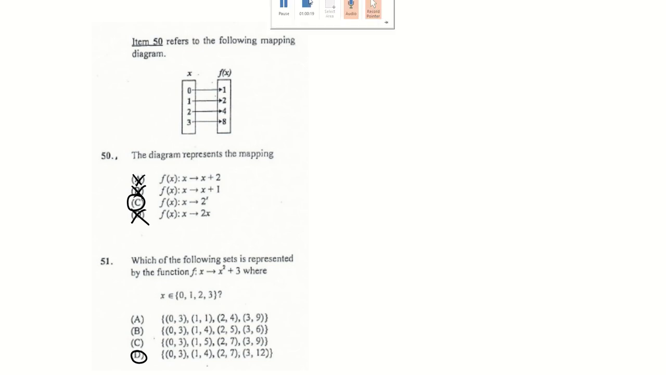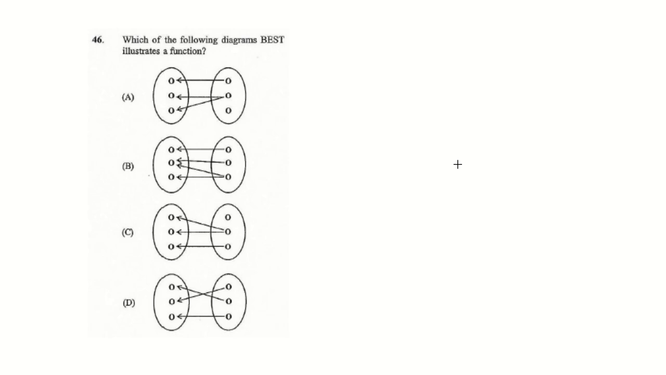And that is the end of January 2018. Now we're going to do May, June 2017. Again, May, June 2017, paper 1, section 7, number 46 to 51. Which of the following best describes a function? We're going from 1 to 1.